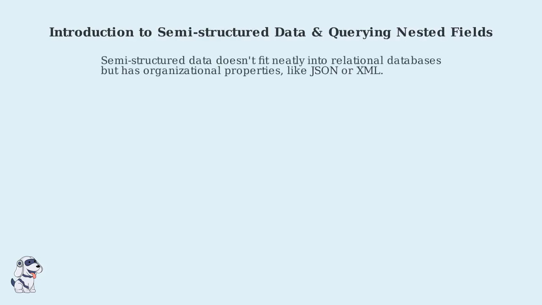Semi-structured data refers to information that doesn't fit neatly into traditional relational databases, but still has some organizational structure, such as JSON or XML formats. For example, here's a JSON block showing song data with nested user and song details.